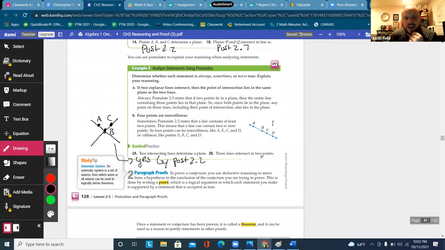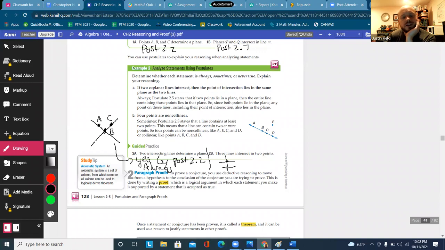Three lines intersect in 2 points. Oh, and by the way, the first one is always true. So this could be sometimes or never as well. Three lines intersect at 2 points. So again, I'm going to draw a picture.